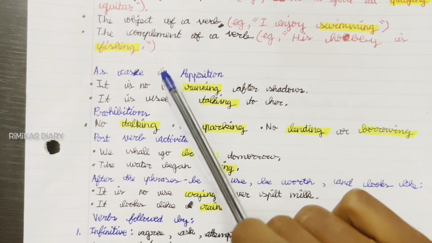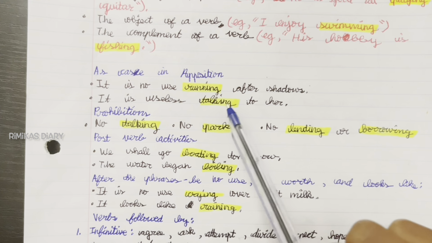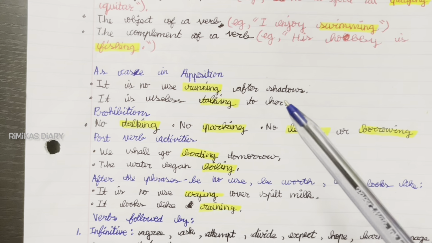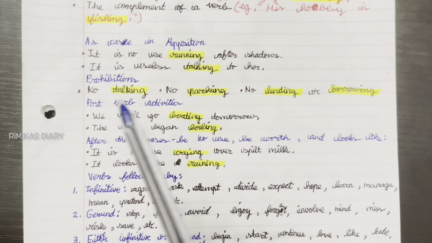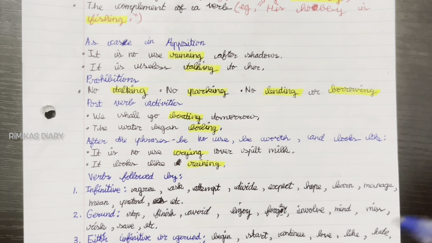Next, as case in a position. It is no use running after shadows. It is useless talking to her. Next, prohibitions. Prohibitions means you're not allowed to do something. So, gerunds are also used there. Example, no talking, no parking, no lending or borrowing.